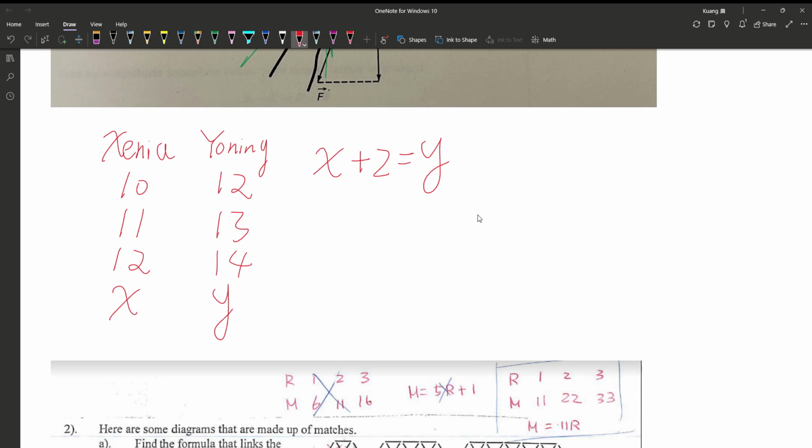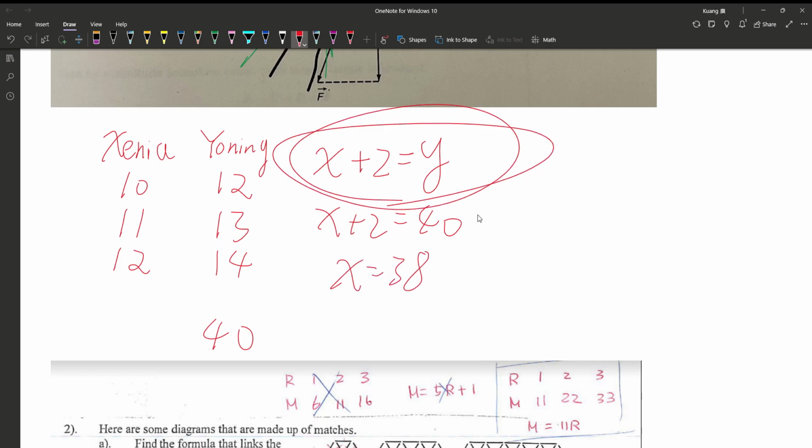So if I tell you now Yonin is 40 years old, what is Xenia's age? So you know X plus 2 equals Yonin's age, which is 40, so you know X equals 38. So if I know one of the variables, I can use the equation to find the value of the other one, right?